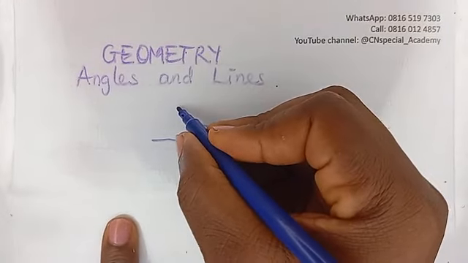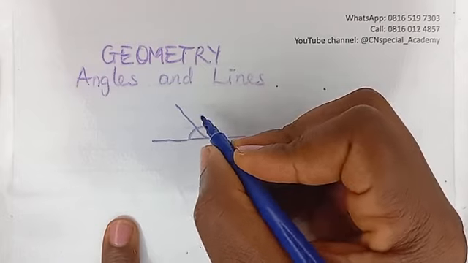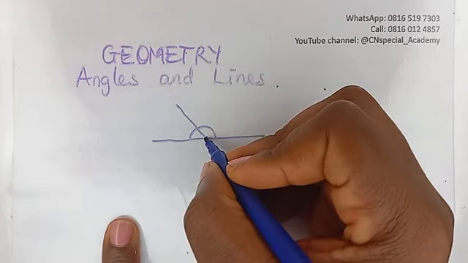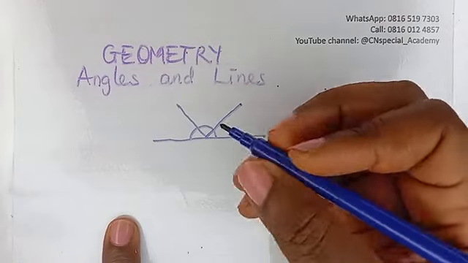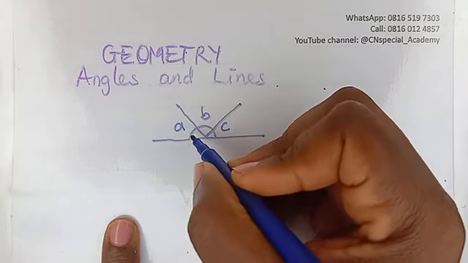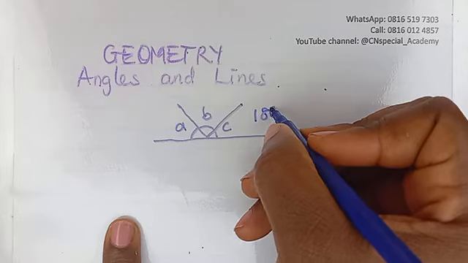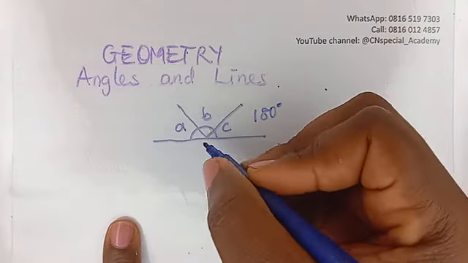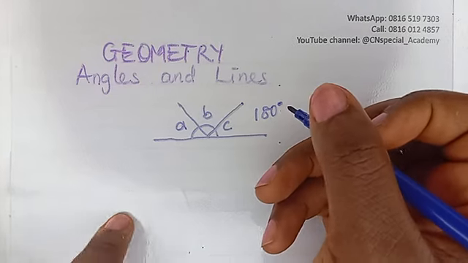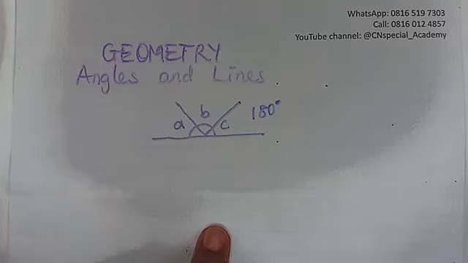If we divide the angle made on this straight line into two like this, we have that this angle plus this angle is equal to 180 degrees. Even if we divide it into three, let's say this is angle A, angle B, angle C. So angle A plus B plus C is equal to 180 degrees. No matter how many parts we divide the angles on a straight line into, it's equal to 180 degrees. Now let's look at an example to actually see how this is being done.